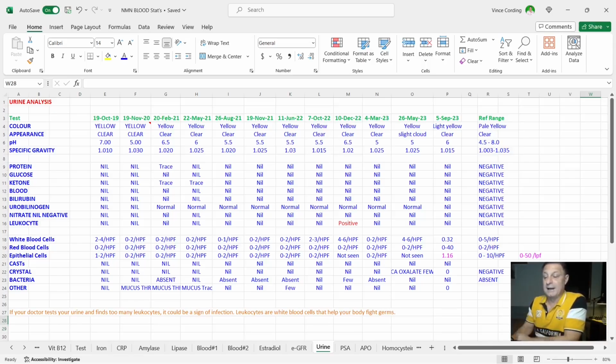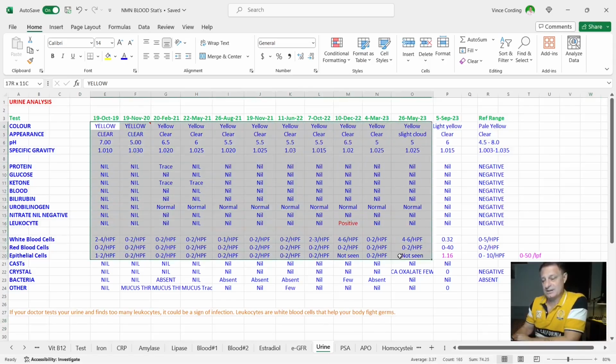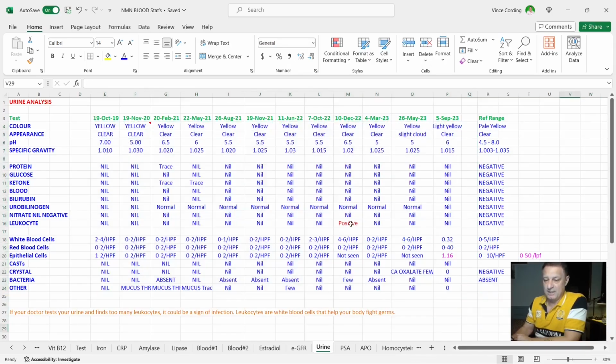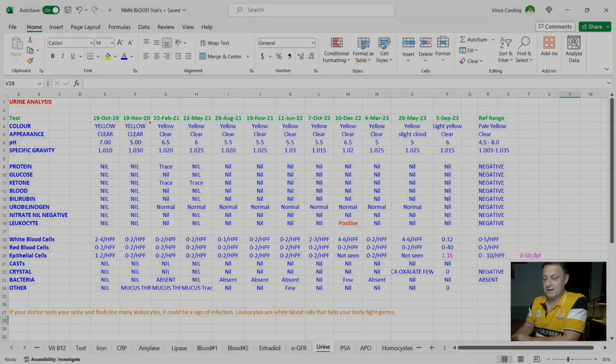I'm not too sure, but if you look at my scores since I started this in 2019, nothing has really ever been an issue. This, which is my leukocyte, was positive. That's when I had either COVID or some kind of chest infection. And this one, which is in the pink, is only because they've changed the reference range. It's still within the reference range, so there's not really an issue there. We'll find out what happens next time when I get my next 3-monthly urine test.